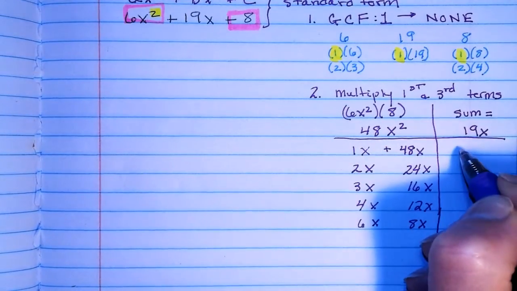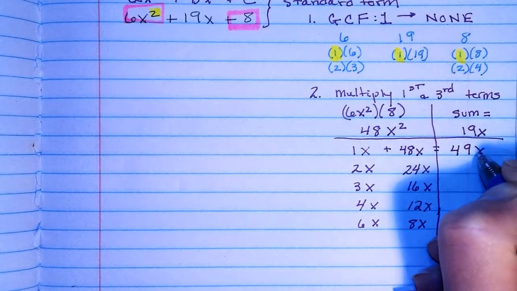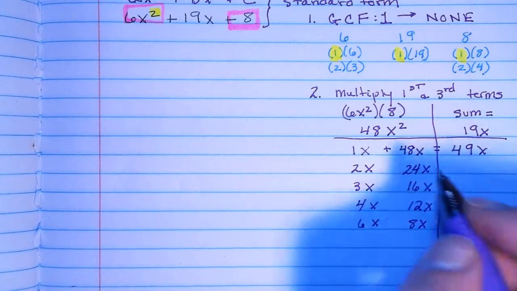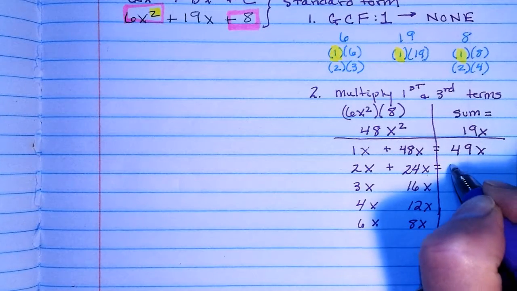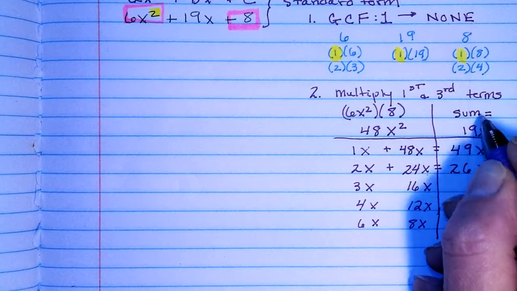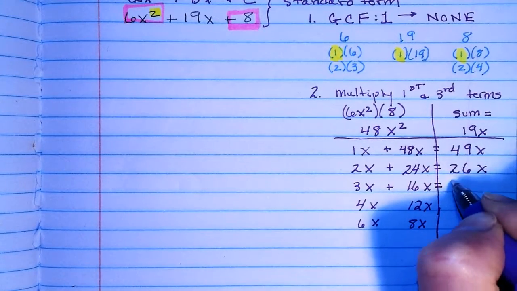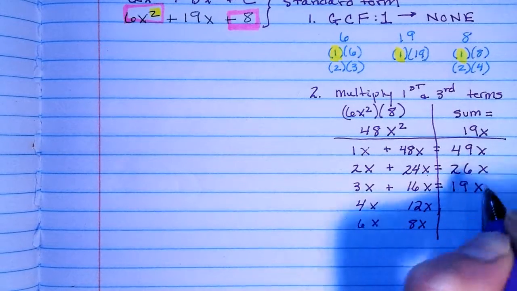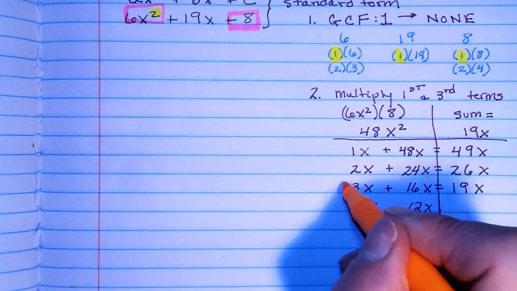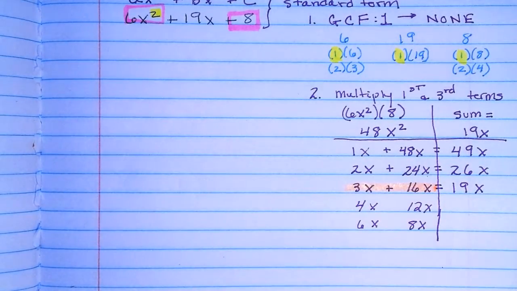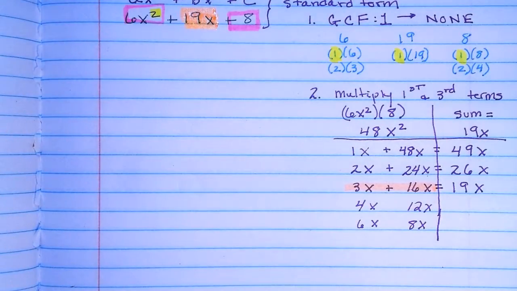So when I add these together, 1x and 48x, I end up getting 49x. Well, that doesn't add to 19, so that's not going to work. 2x and 24x gives me 26x. Well, that doesn't add to 19. 3x and 16x gives me 19x. So that is the one I want right here. I want this 3x plus 16x because it is going to give me this middle term right here.